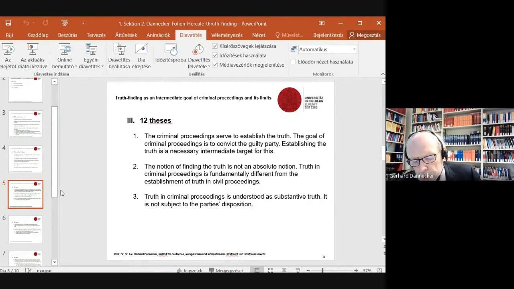Third thesis, truth in criminal proceedings is understood as substantive truth. It is not, as in civil proceedings, subject to the party's disposition.